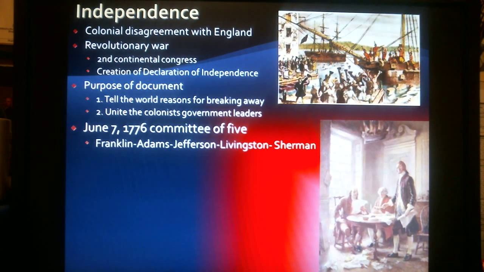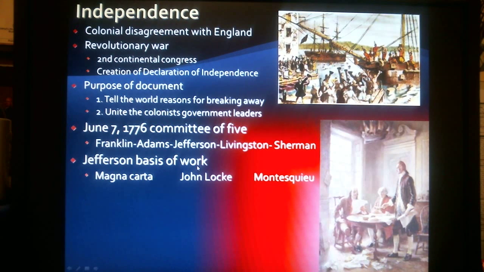June 7th, 1776, a committee of five, John Adams, Thomas Jefferson, Robert Livingston, Roger Sherman, and Benjamin Franklin, formed this committee. Now, the guy who's really the one to circle, star, highlight, whatever, is Jefferson. Mainly, he was the biggest writer, the most influential person of the five. The other four lent a lot of help and assistance, but he was the key.